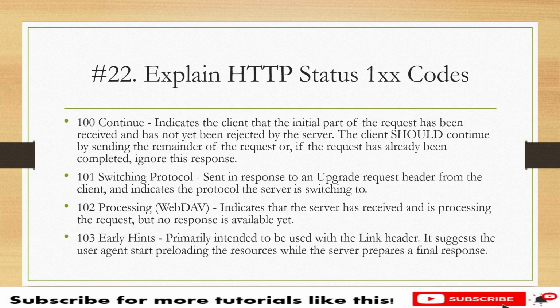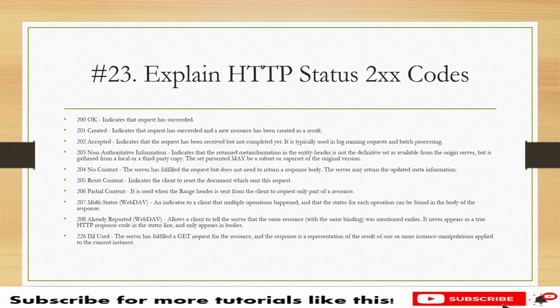And 103 is Early Hints, primarily intended to be used with the Link headers. It suggests the user agent start preloading resources while the server prepares the final response. So these are all quick pieces of information on the 100 status codes. Let's move to the next slide.